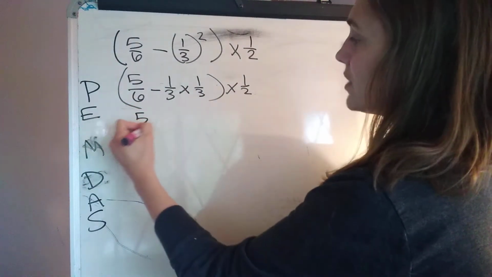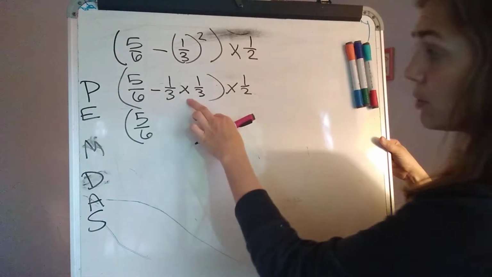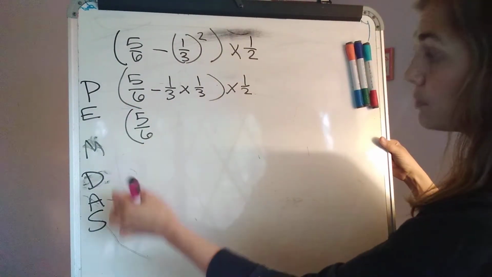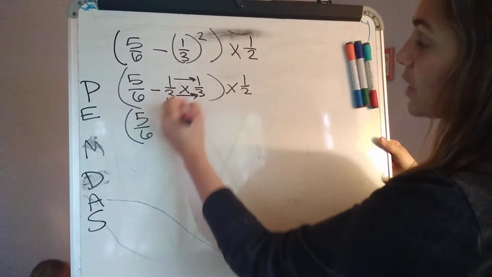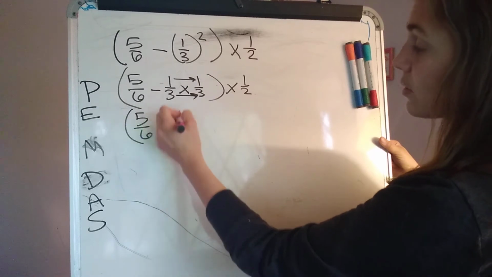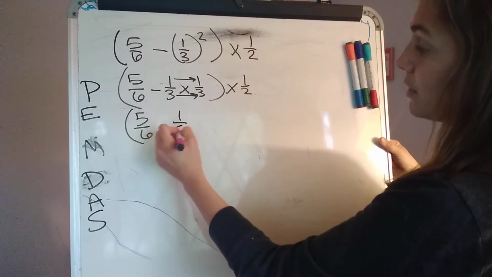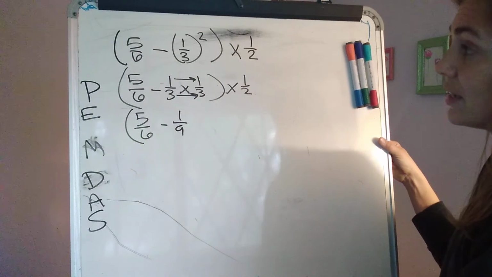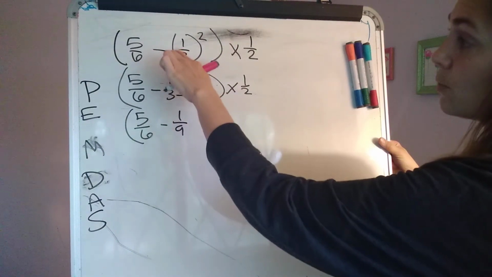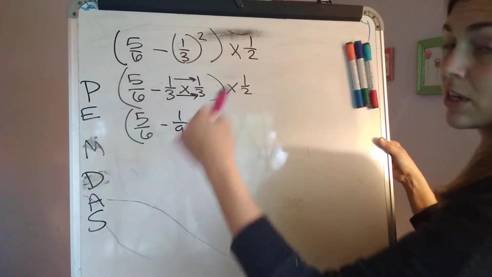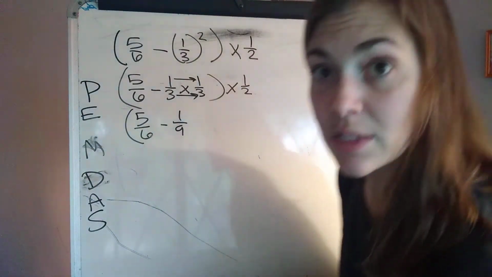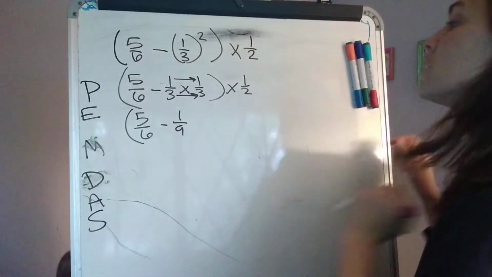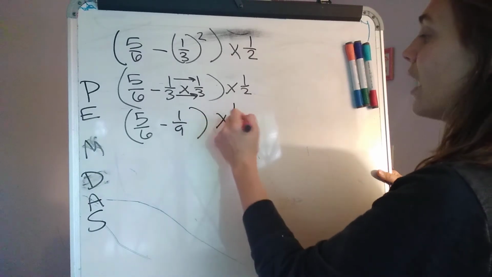So now we have 5/6. We have subtraction and multiplication. Multiplication comes before subtraction. So I multiply these together, multiply across. 1 times 1 is 1, and 3 times 3 is 9. If the negative sign were inside of this 1/3, then you would take negative 1/3 times negative 1/3, and then you would have plus 1/9, but that's not how this is. So we're leaving it as minus 1/9 times 1/2.